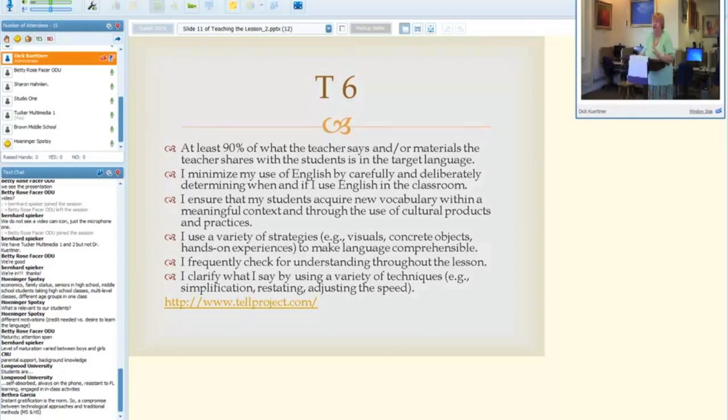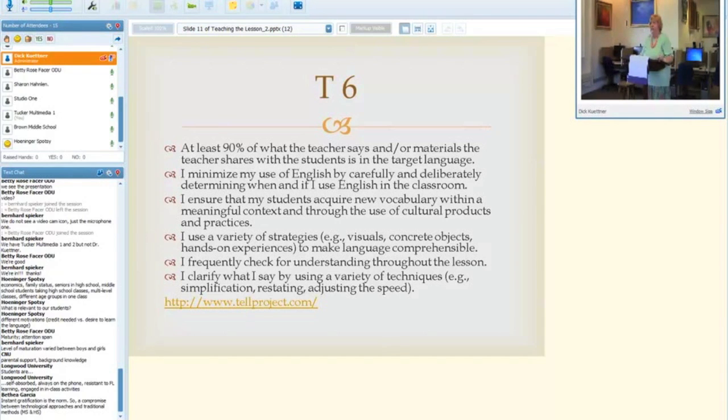Now, a little later on, we'll talk about another approach that is gaining momentum out there, and that's the Common Core, which focuses on literacy and vocabulary. And I think we'll be interested in seeing that our good friend Stephen Krashen is not in favor of the Common Core because of several things we'll look at. I use a variety of strategies, meaning visuals, concrete objects. In some areas, those are called manipulatives, hands-on experiences to make language comprehensible.